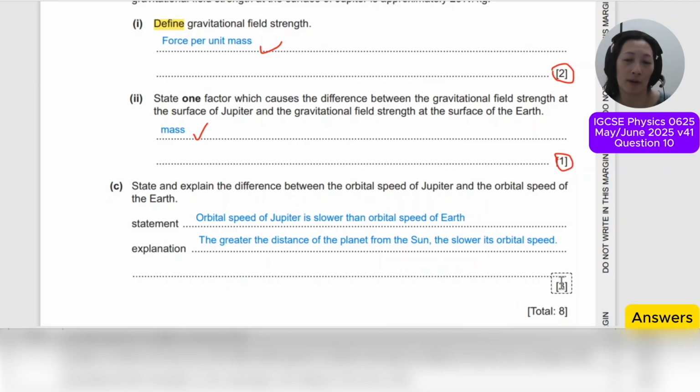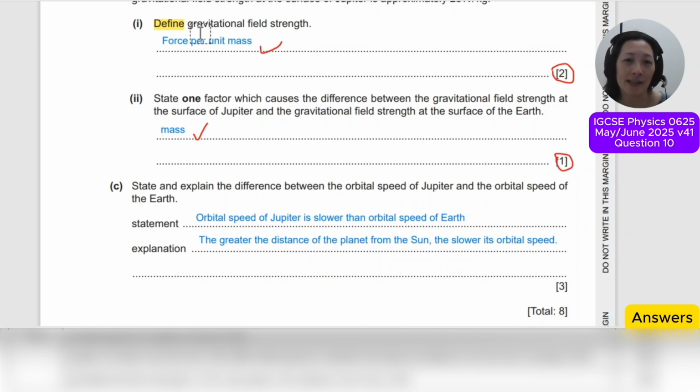Now, this is a 3-mark question, so let's review. Is this enough to get us 3 marks? So 1 mark is normally given for the statement, which means that 2 marks will be given for the explanation. If we read this, the explanation is actually not enough to get us 2 marks because it's a very straightforward reason, which means that this is only worth 1 mark. So quite possibly we'd have to write a second reason for this statement. So let's think, what other reason could there be to cause the orbital speed of the planet to be slower?